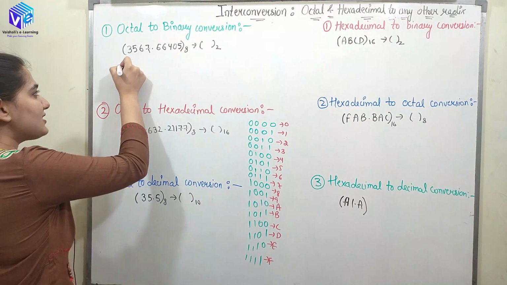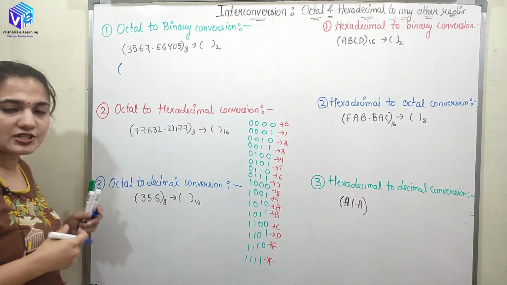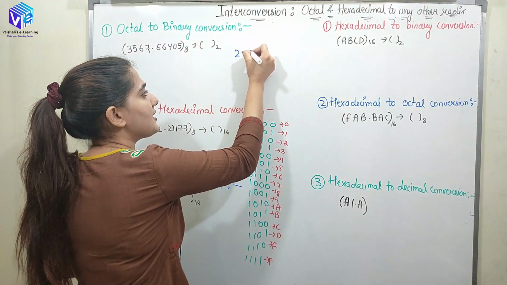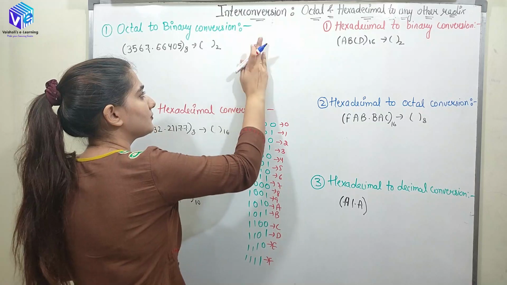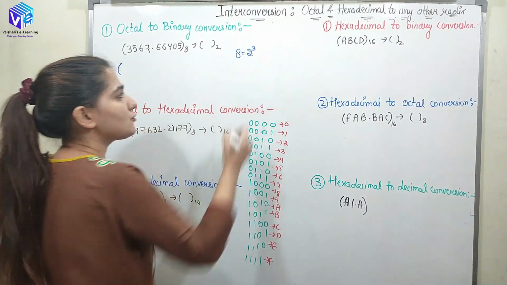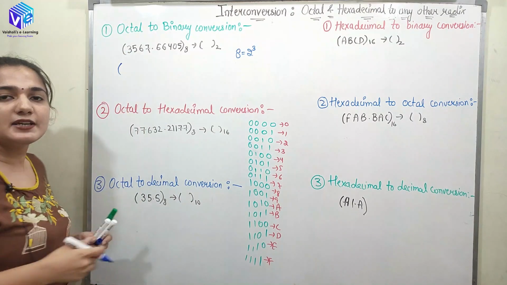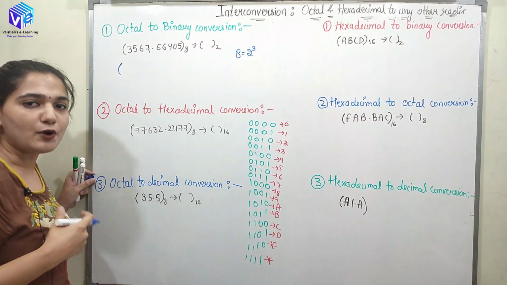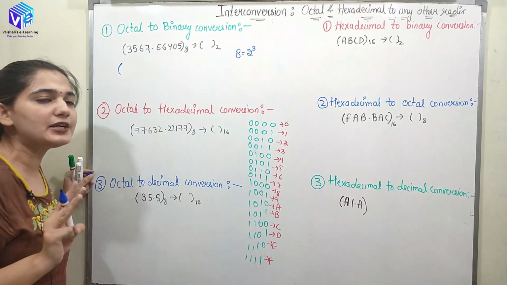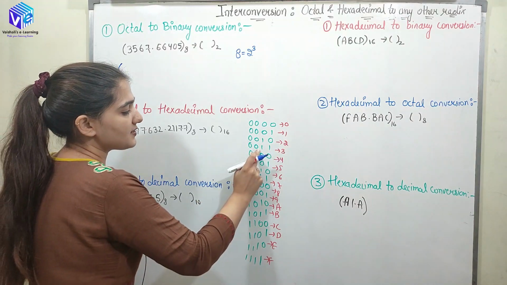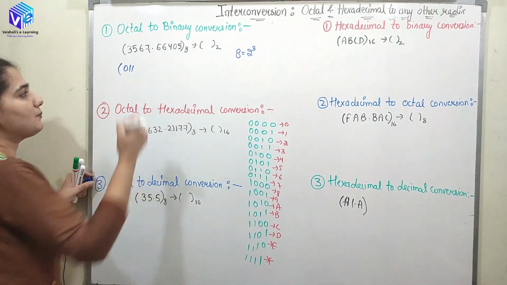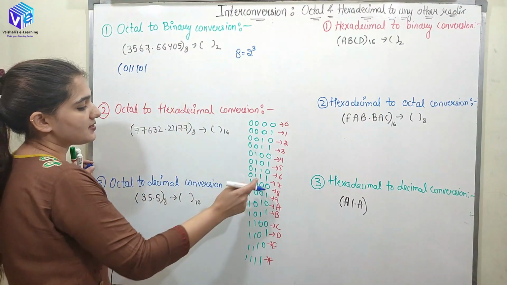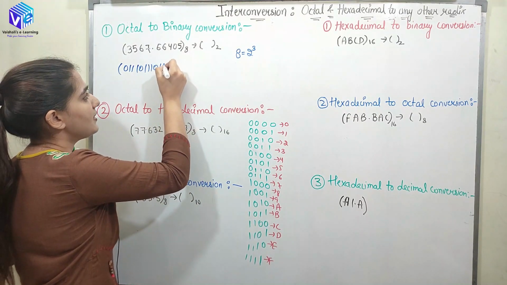We have been given the number 3567.66405. I just need to represent each octal digit with 3 digits, because 8 can be represented as 2 raised to power 3. So each digit can be represented as 3 digits in binary. For octal we have 1 digit, and for binary it will be 3 digits. So 3 in binary is 0, 1, 1, so I directly put 011. Then we have 5, which is 101. Then 6, which is 110. And 7, which is 111.